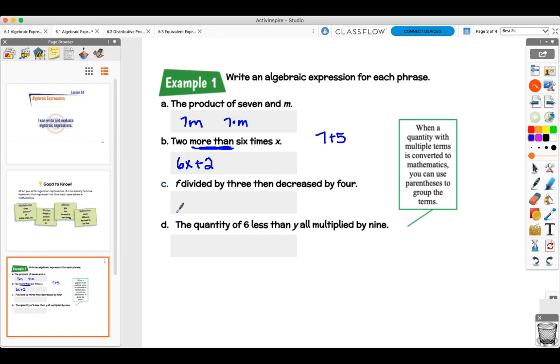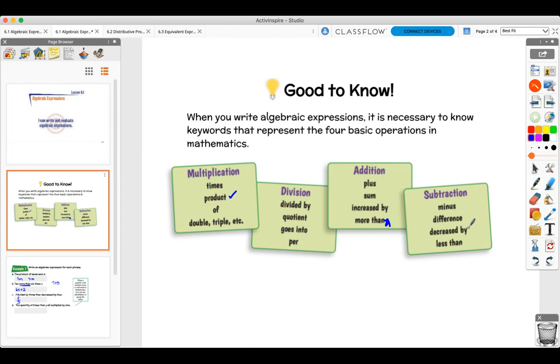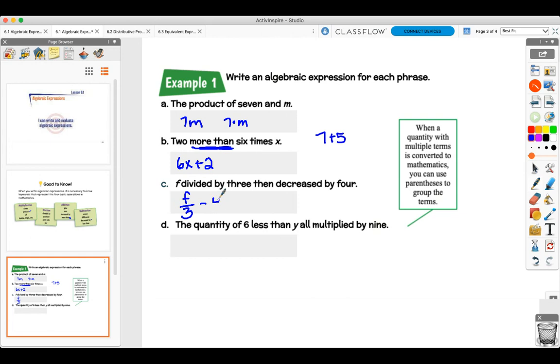C, f divided by 3, then decreased by 4. So let's break this up. So the easy part is f divided by 3. I think the fraction is the way to go here. I mean, horizontally, the division symbol is actually harder to see and understand when evaluating. So use a fraction bar more often than not when you're translating. F divided by 3, then decreased by 4. So what is decreased by? And if you're not sure, go back over here, and decreased is over here. So decreased by 4 is subtraction, so minus 4.